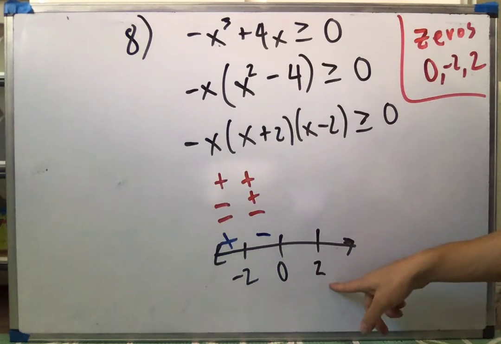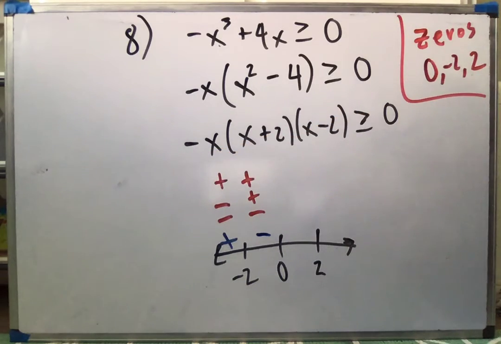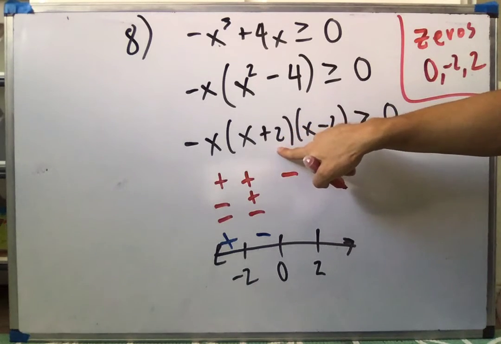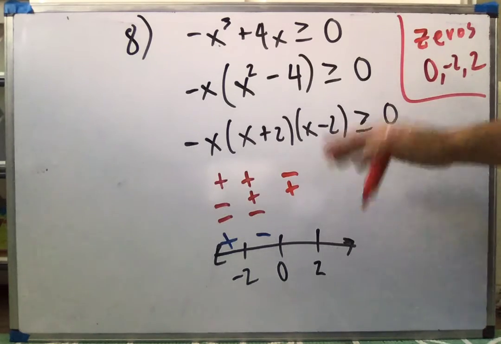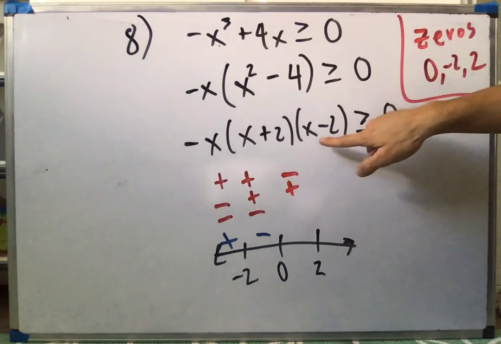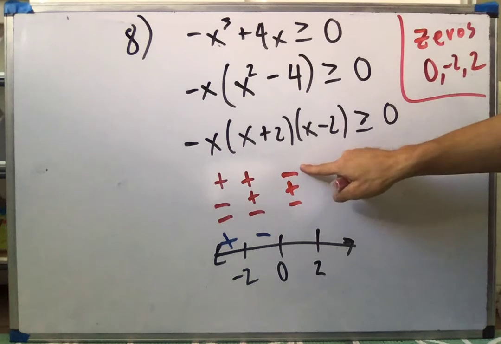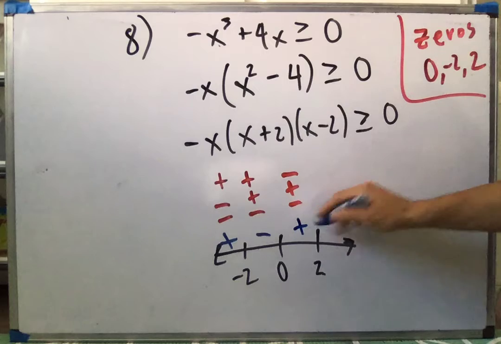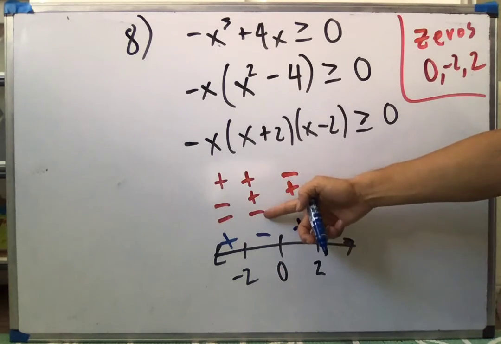Okay, what's between 0 and 2? Well, 1 is between 0 and 2, so let's try 1. Negative of 1 is negative. Oh, I'm sorry, I'm doing positive 1. 1 plus 2 is 3, which is positive. And 1 minus 2, that's going to be negative. So negative times negative, that is a positive. Positive because it's an even number of negatives, right? Even number of negatives makes positive. Odd number of negatives makes a negative.